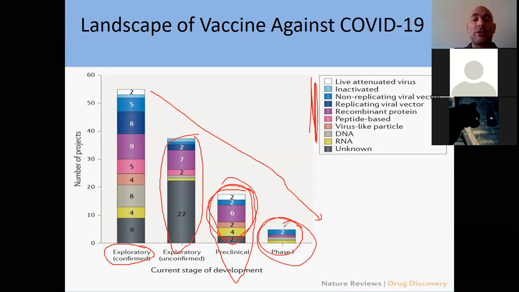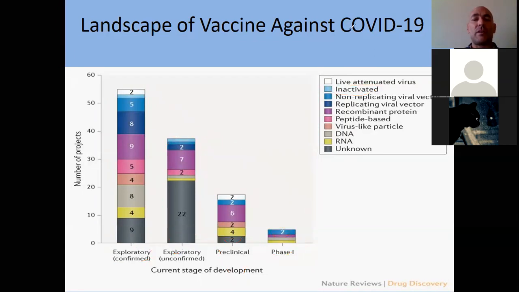And you can see that actually the most common one is the inactivated virus type, okay? So this gives you an idea of all the efforts to develop vaccines and actually what could become a vaccine that will be used.